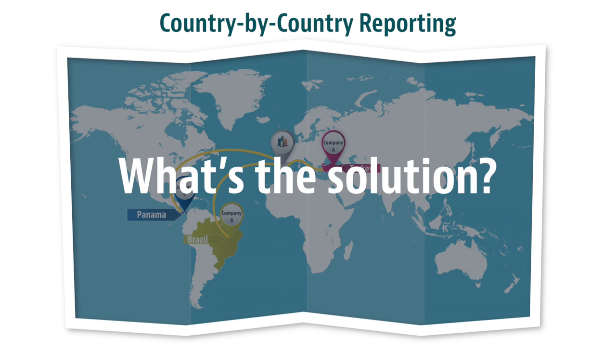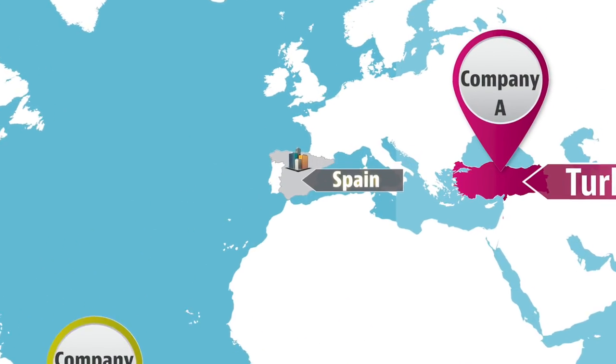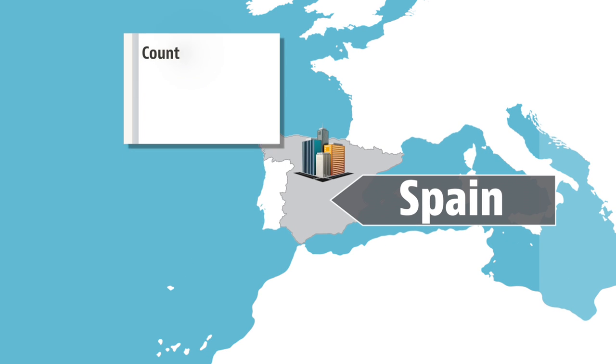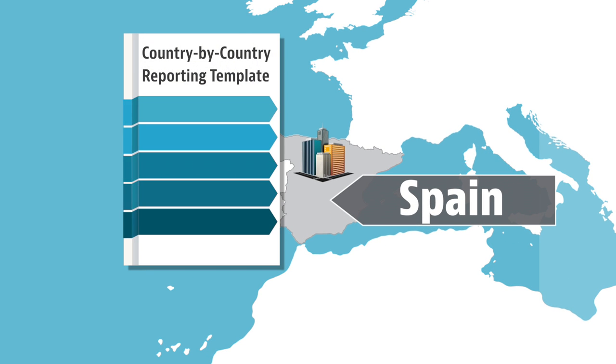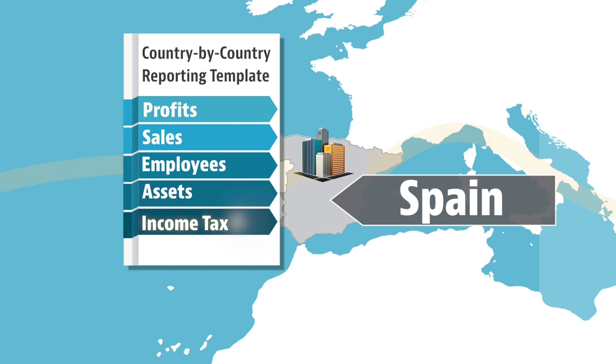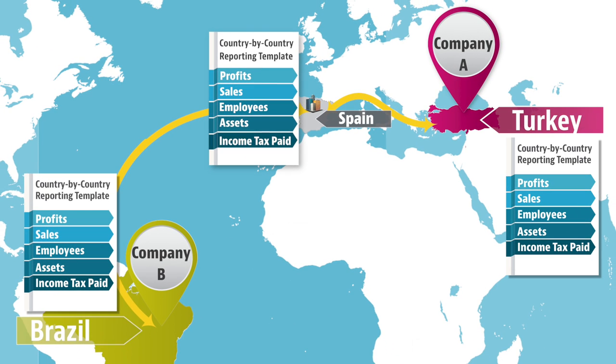What's the solution? Changes to the transfer pricing guidelines and to domestic laws will oblige parent companies to file in their home country a new country-by-country reporting template, providing a clear overview of where profits, sales, employees, and assets are located, and where taxes are paid and accrued. Tax authorities will then share this information with jurisdictions where the multinational operates, pursuant to tax treaties.